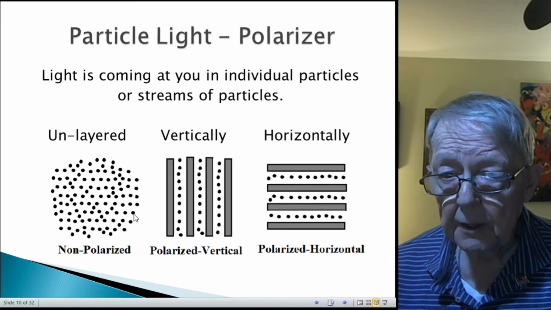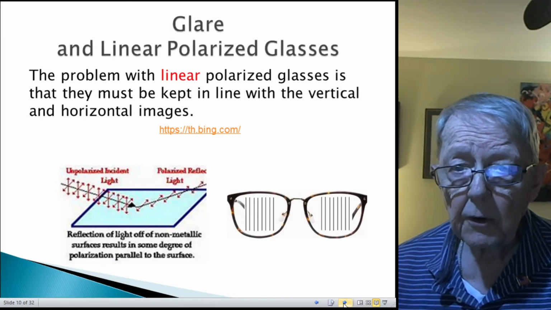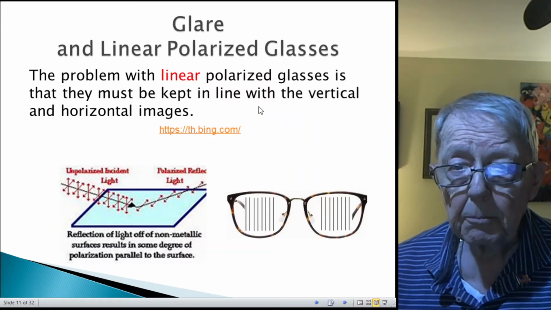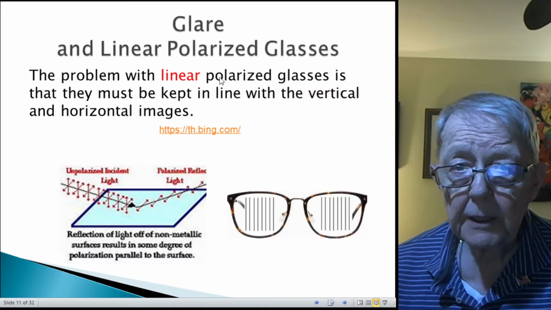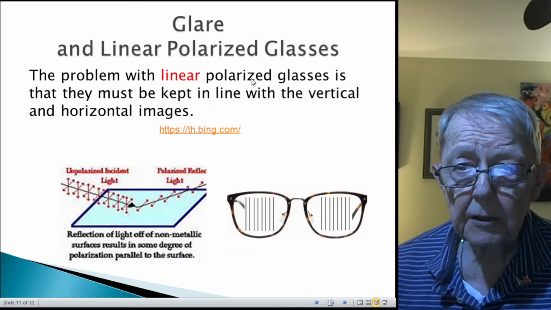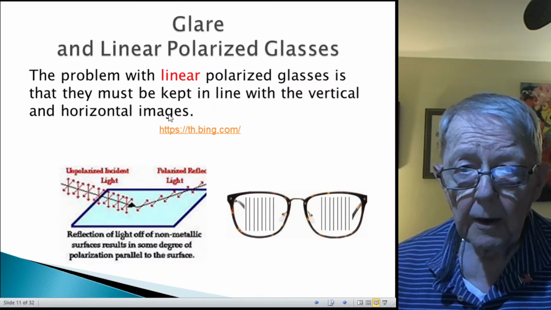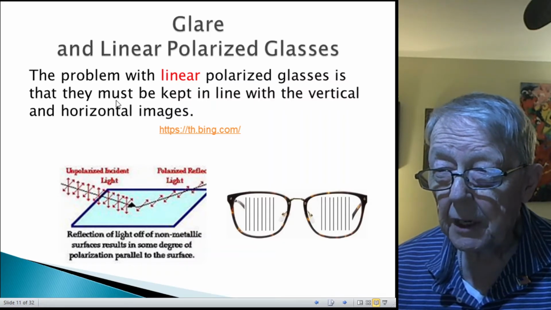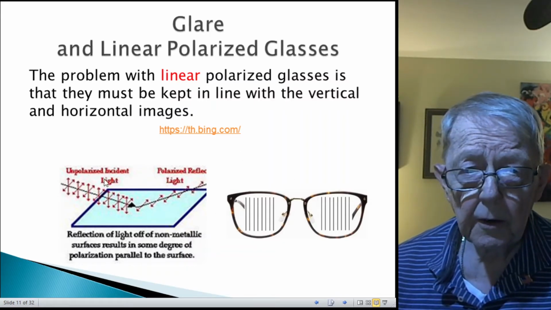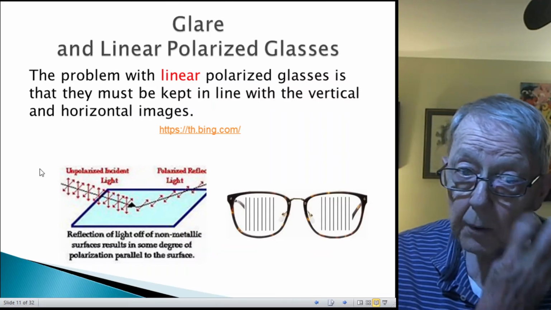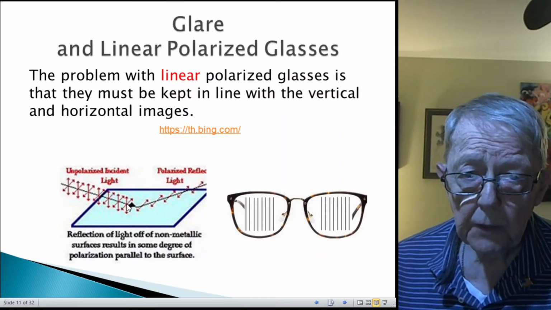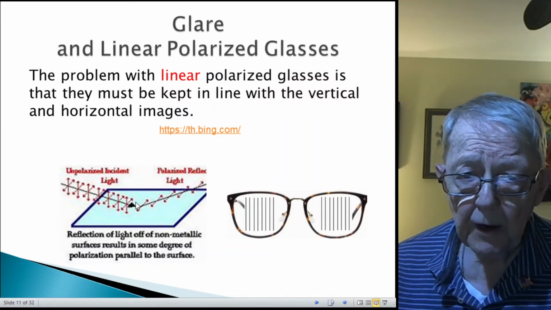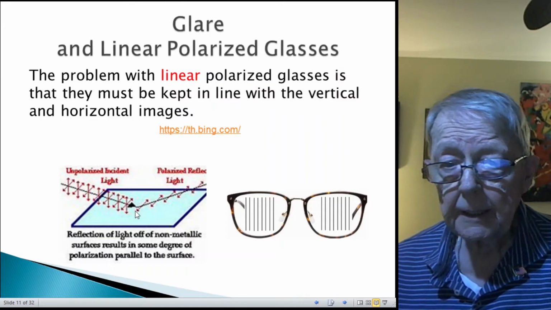linear polarized light. This is used generally in two applications. The first application people use polarized light for is with linear polarized glasses to cut down glare. And the problem with these is that you have to keep it in line with the glare. If you get unpolarized light hitting a smooth surface like water, this light, the horizontal light, will reflect off the peaks of the water and come at you.